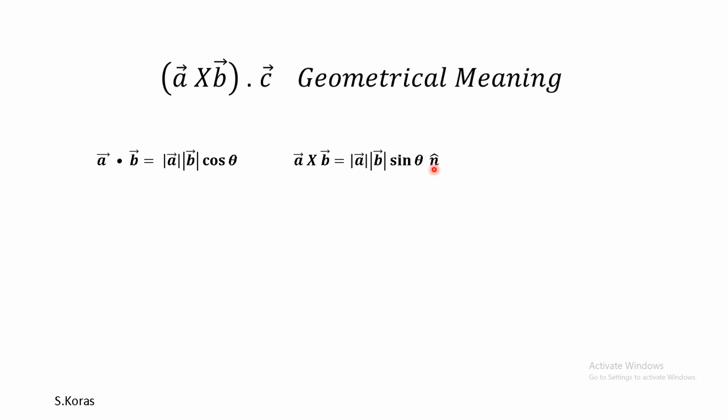Here the n cap is the direction of a vector cross b vector. That is, this a cross b direction is perpendicular to both a vector and b vector. This n cap is a unit normal vector, and it gives the direction of a vector cross b vector. If we take the modulus of this, we will not get the direction. So modulus of a vector cross b vector is nothing but modulus of a vector, modulus of b vector, into sine theta. Now let us jump into the geometrical meaning.